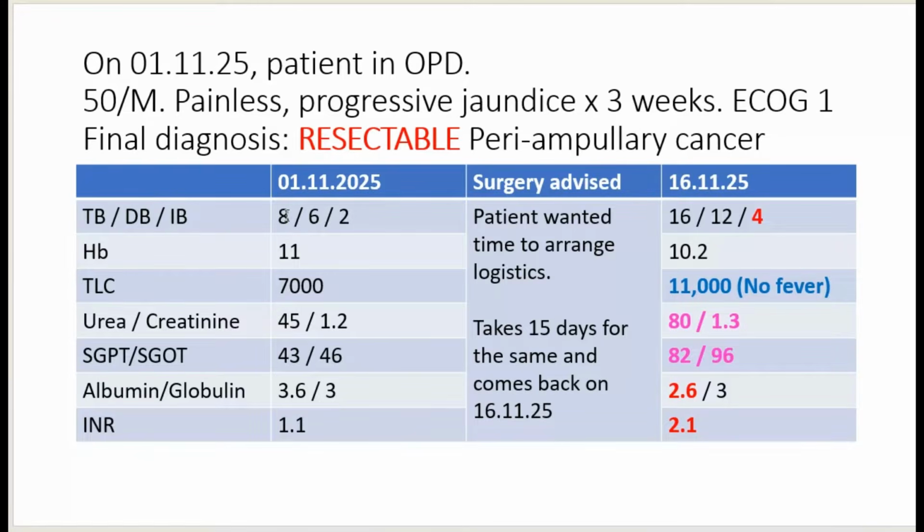On the 1st of November, his total bilirubin is 8, direct is 6. Rest of the lab parameters are all normal. He's counseled about a Whipple's procedure, wants time to decide, arrange logistics, and comes back after 15 days.